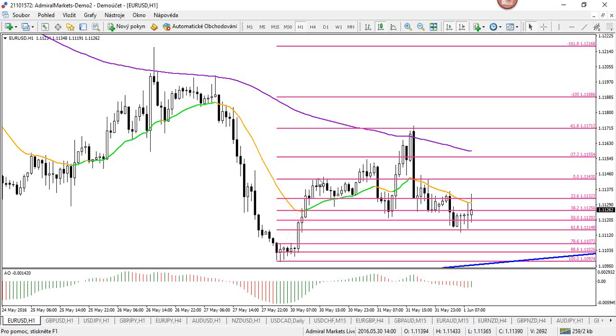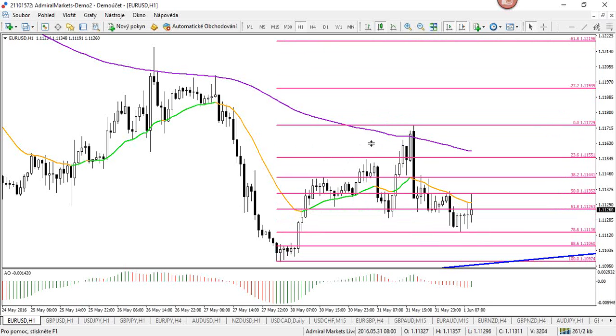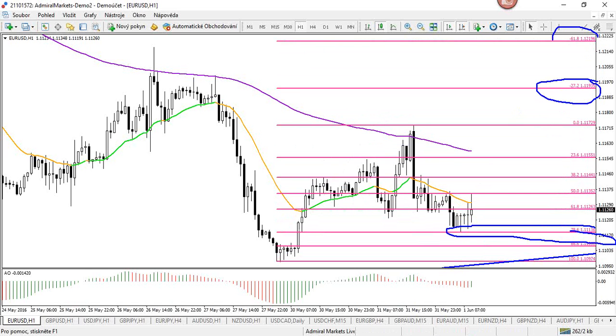And now I would move that fib from here to here. All right, and you see a very neat 78.6 fib bounce. So the target, minus 272, 112.20, up in here. So that's basically the wave analysis at this moment.